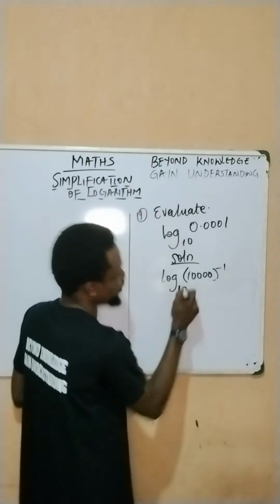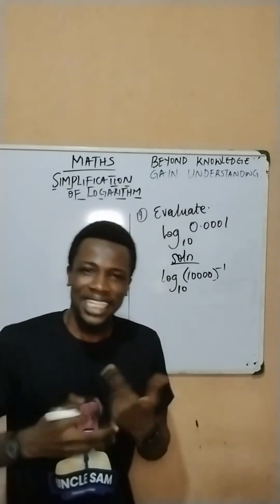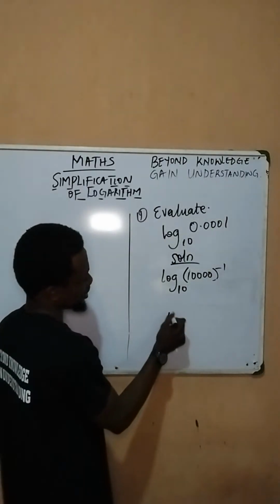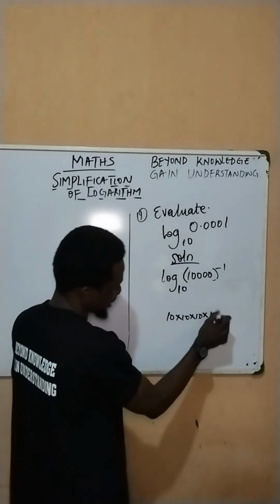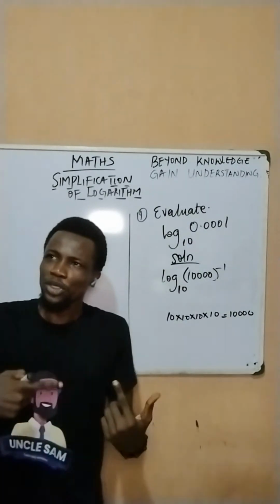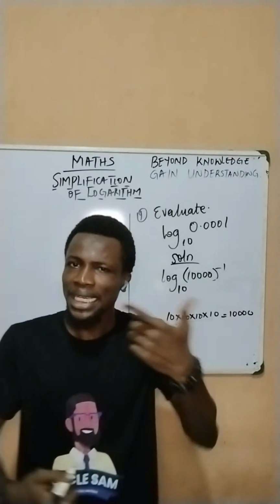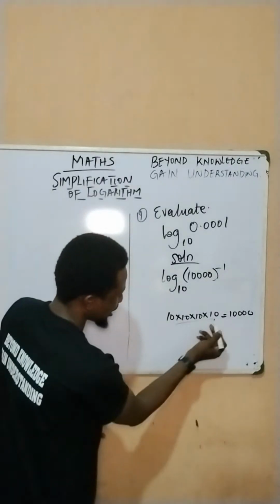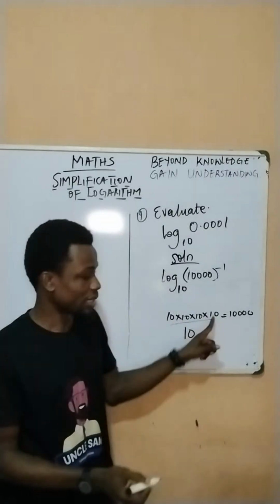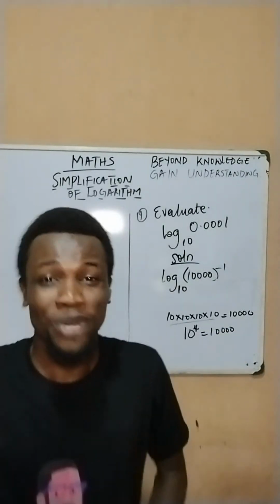To the base of what? 10. So I've done the major work, which is changing this to become this. Now, the next step is to simplify this 10,000 here. Yes, I know that 10 times 10 times 10 times 10 is what is going to give me what? 10,000. But according to indices, I can represent this, because it's still the same number multiplying itself successively. This can equally be represented as just 10, and then how many times did the 10 multiply itself? 1, 2, 3, and 4, raised to the power of 4. That will still give me what? 10,000.